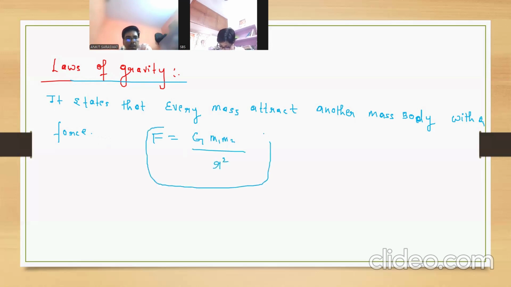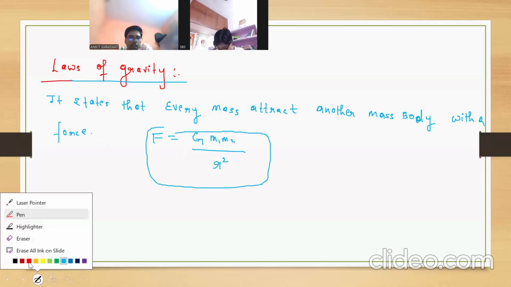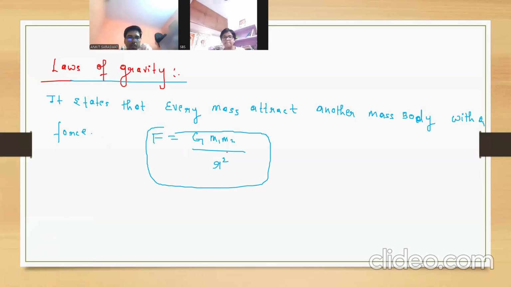Every mass attracts another mass with a force F equal to G m1 m2 by r square. You know that. What is G? G is the universal gravitation constant. m1 and m2 are the gravitational masses. So m1, m2, what are these? These are the gravitational masses.